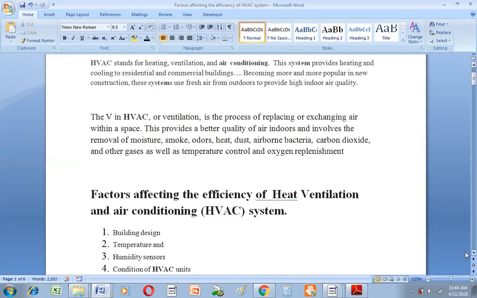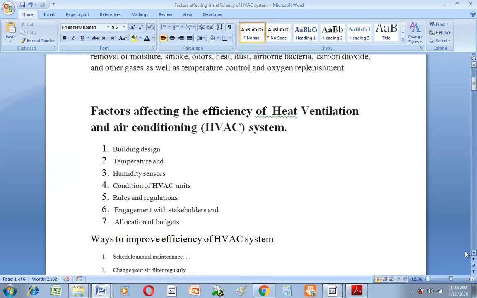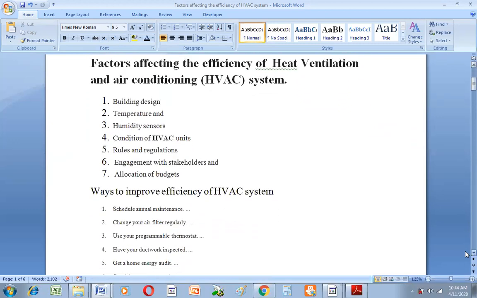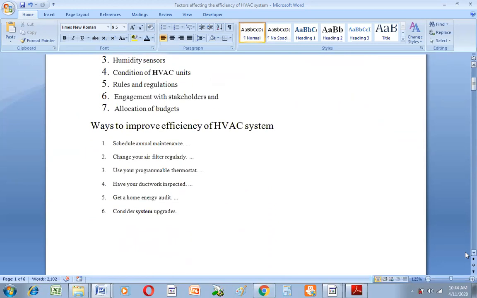Now we'll revise the points, because this Zoom was for 40 minutes, so we'll revise the points again. What are the factors? First, building design, temperature setting, humidity sensors, then conditioning units, rules and regulations, then engagement and education of the people, allocation of budget for maintenance. Then how can you improve the efficiency?